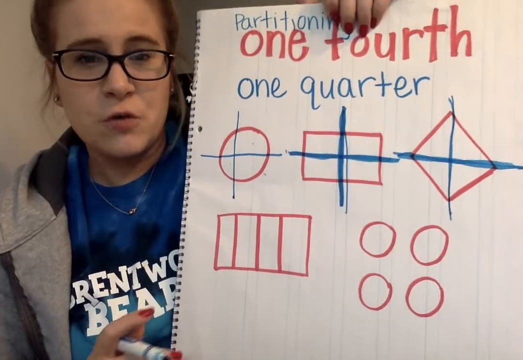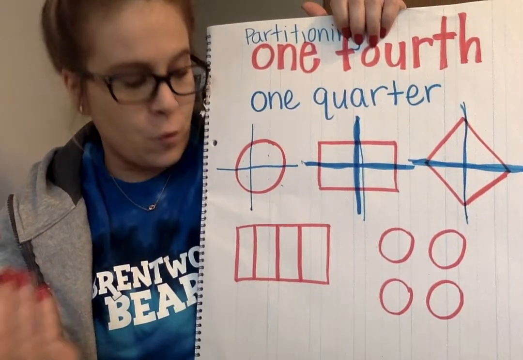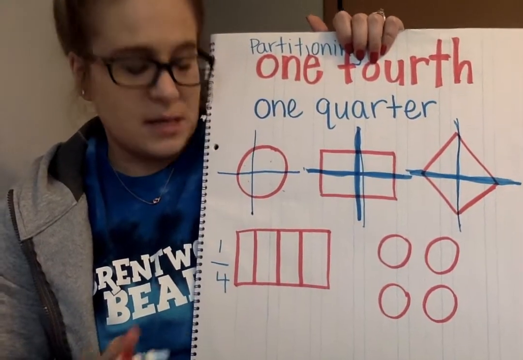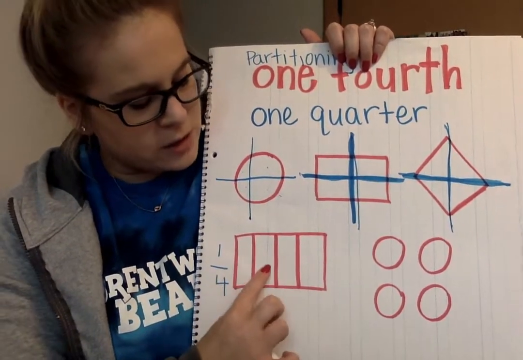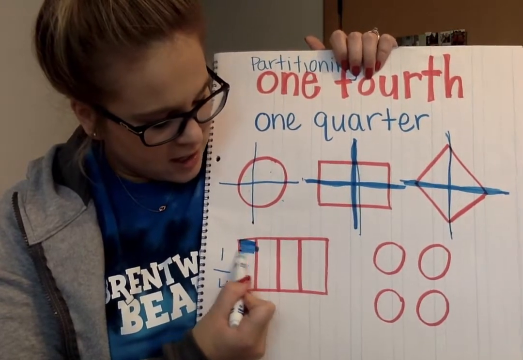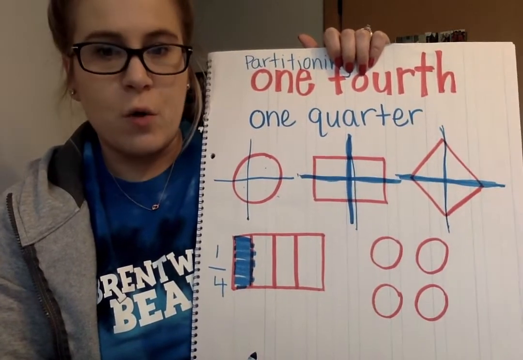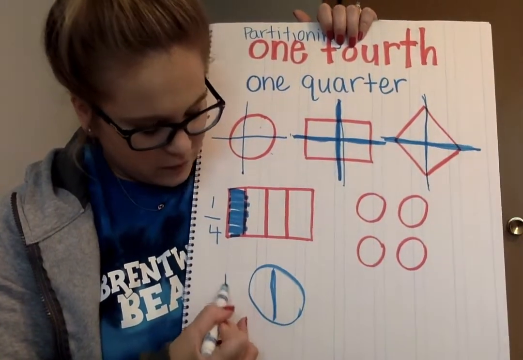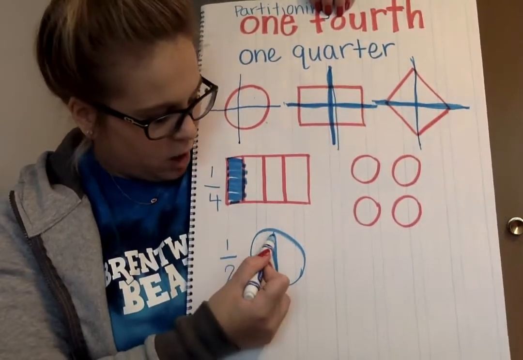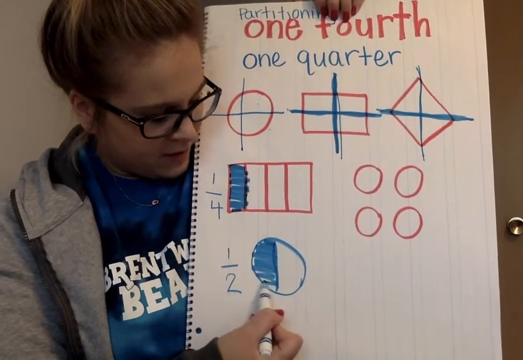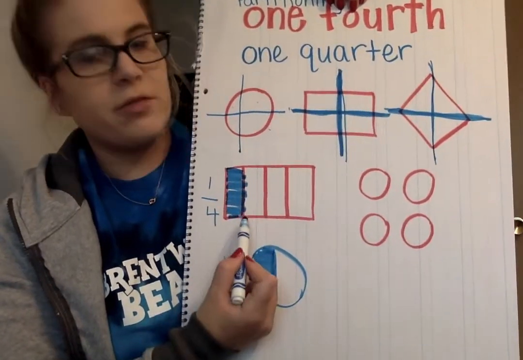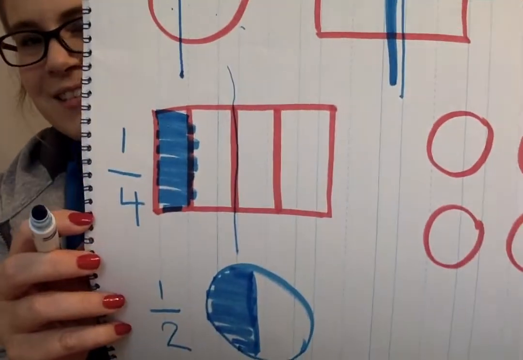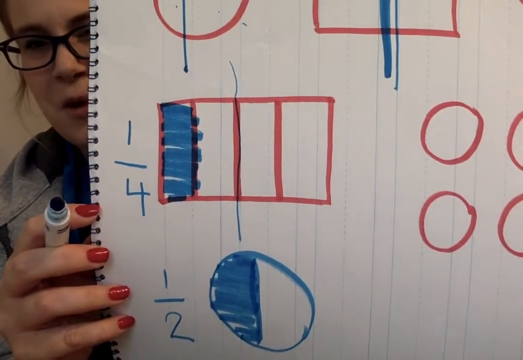Another way that we might show fourths is by coloring 1/4. When we color 1/4 of something, it just means that out of 4 altogether, 1, 2, 3, 4, we're going to shade in 1, and that would show 1/4. Just like before when we were doing halves, 1/2, and we were coloring in half of it, right? So now we're coloring in 1/4. 1/4 is half of a half, which is kind of silly. So I colored in 1/4 of it.